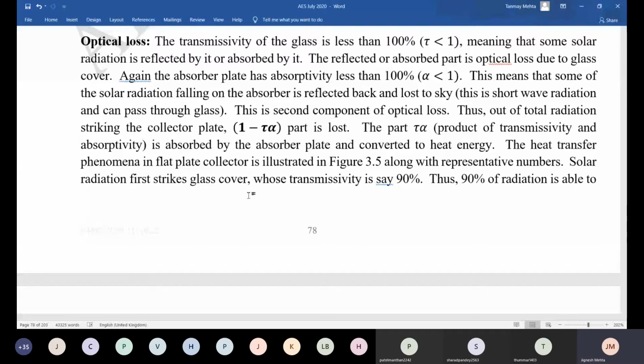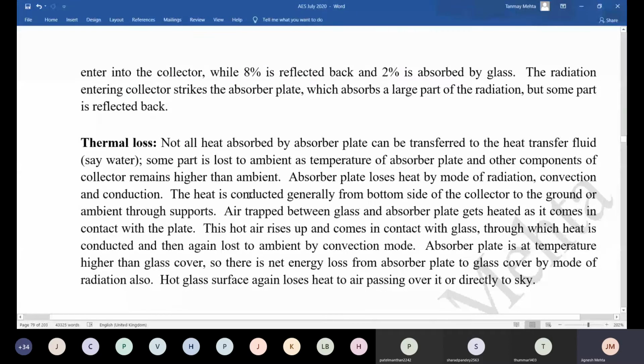Okay, so what is available to you, let's say transmissivity and absorptivity are both 90%, 0.9, 0.9. So 0.81, 81% is available to you, and 1 minus 0.81, that is 19%, is loss. So this loss is optical loss. The other type of loss is thermal loss.